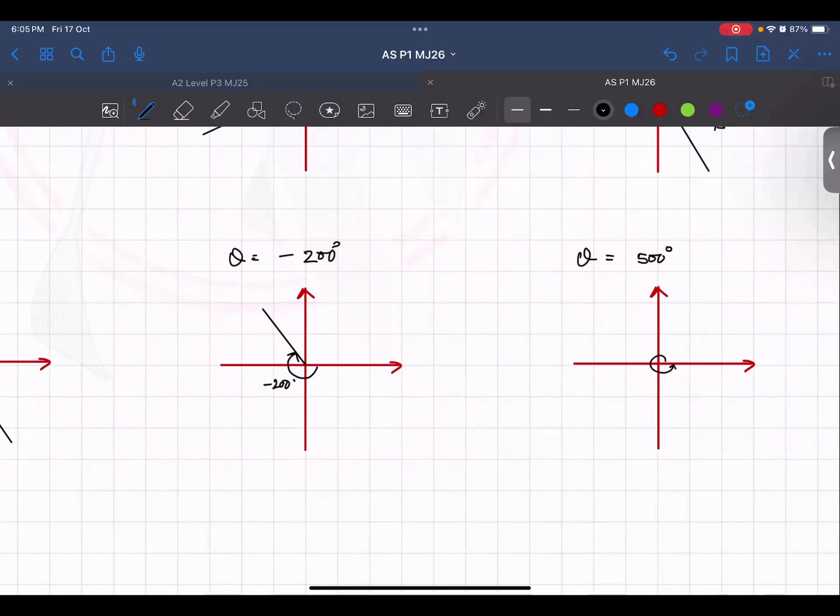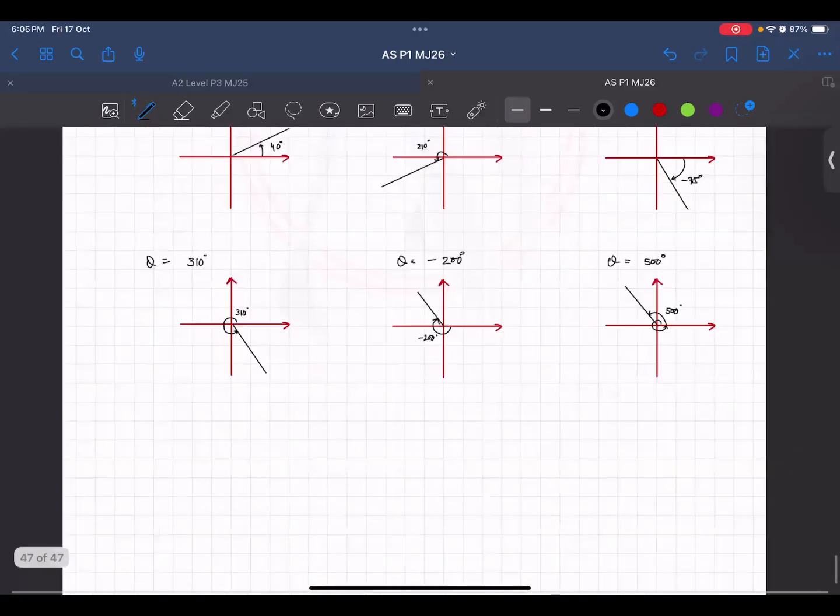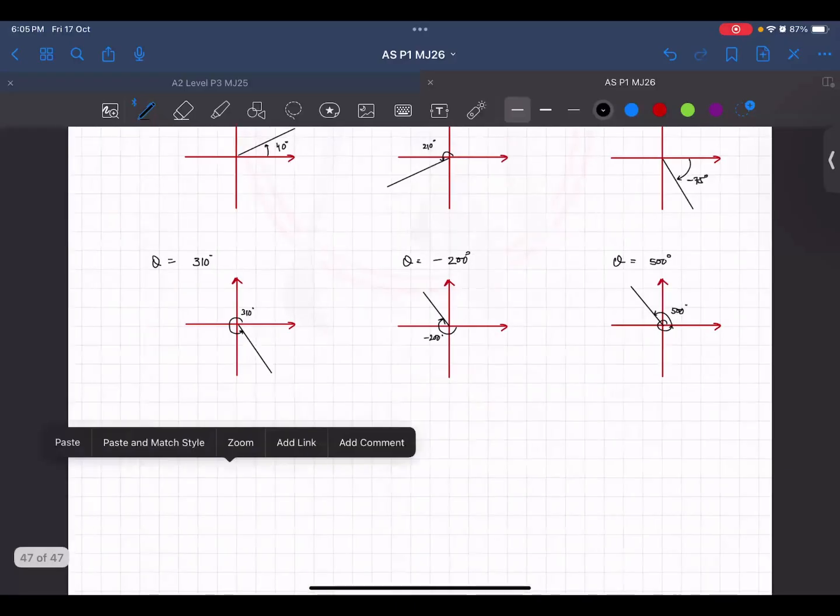360, and then how much more do you need? 140. So 140 more would be over here in this quadrant. So this is your 500 degrees. Further, 360 and then plus 140 more, so that your total angle becomes 500. Do you get it?